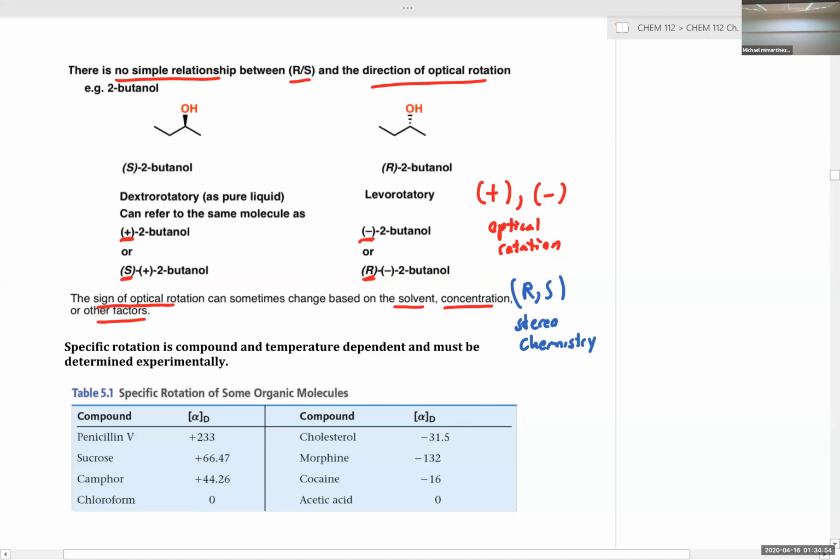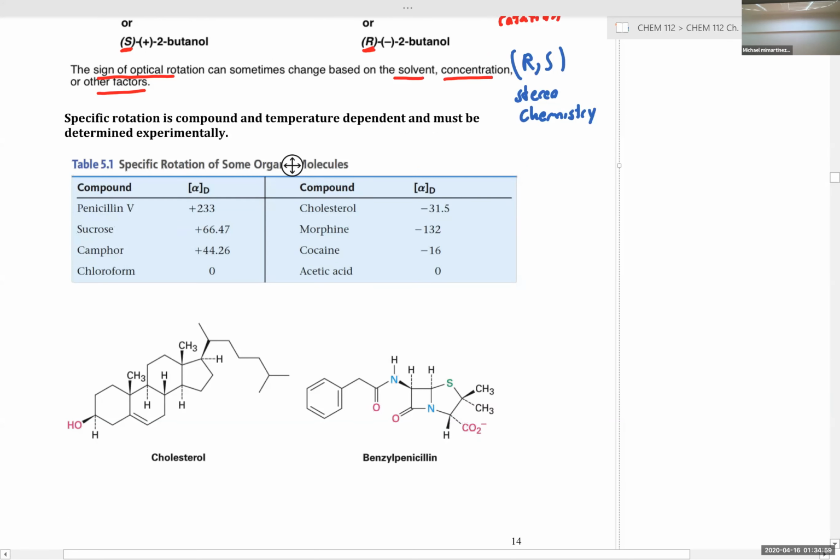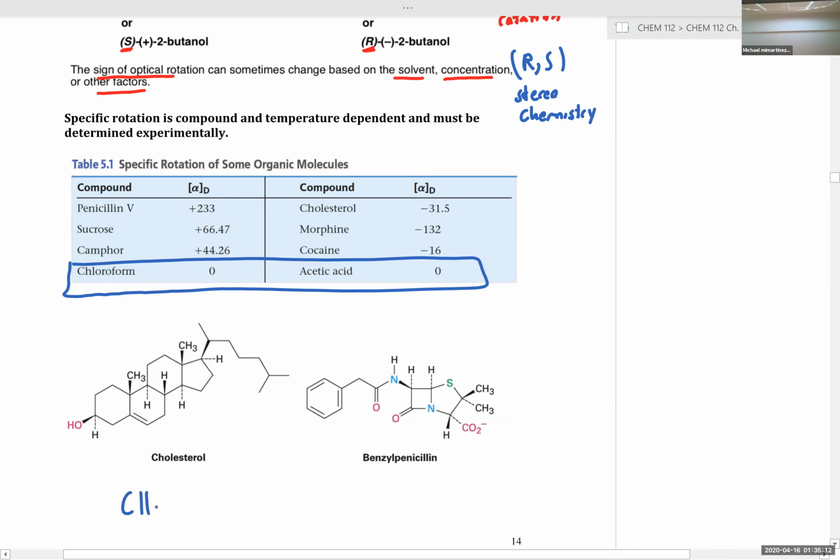So just to give you a sense of some things, here are some molecules. For example, penicillin, cholesterol, and sucrose, and you notice the optical rotations really vary depending on the compound. For chloroform and acetic acid, let's focus a little bit on that. Chloroform is CHCl3, and acetic acid is CH3CO2H.